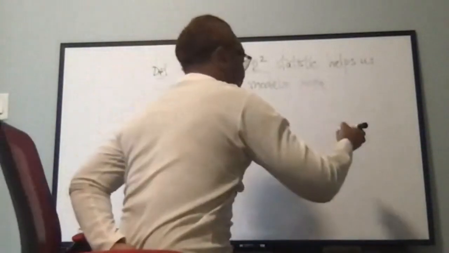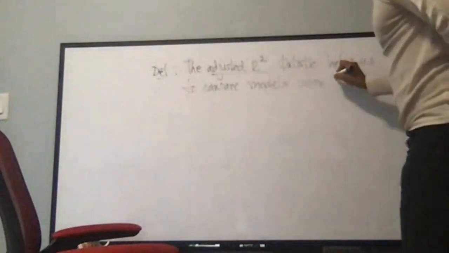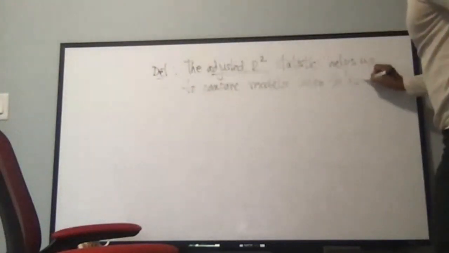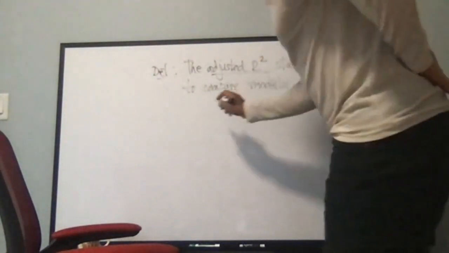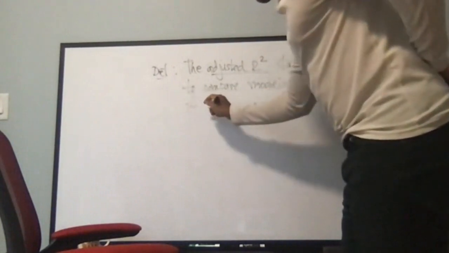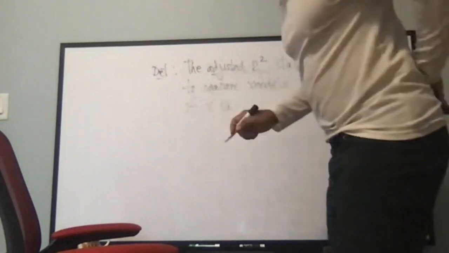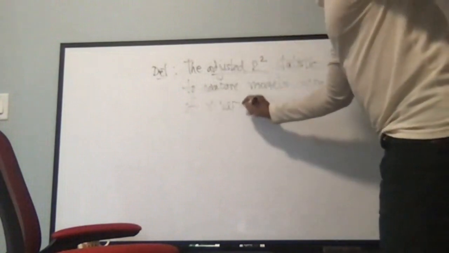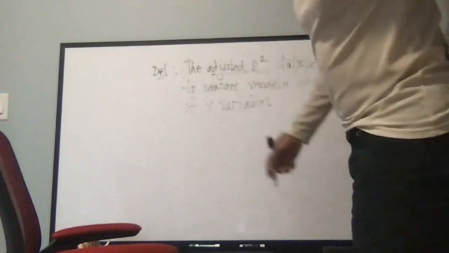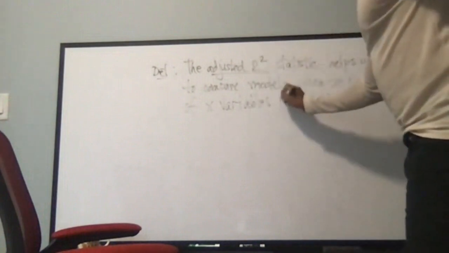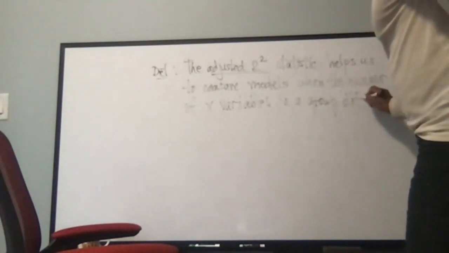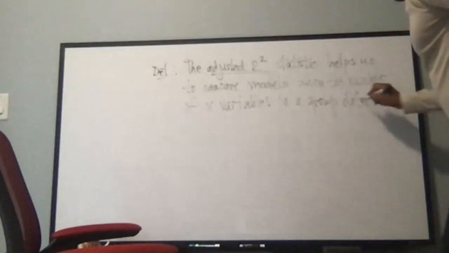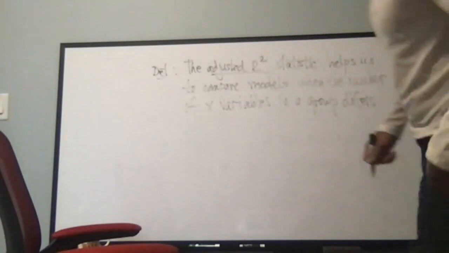when the number of x variables in a group differs. Okay? It says when the number of x variables in a group differs. Okay?